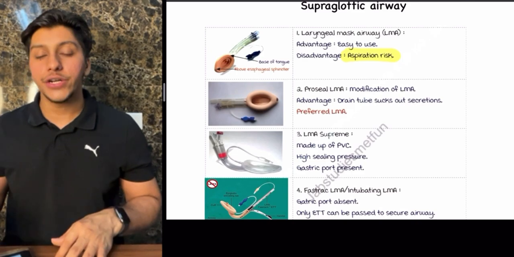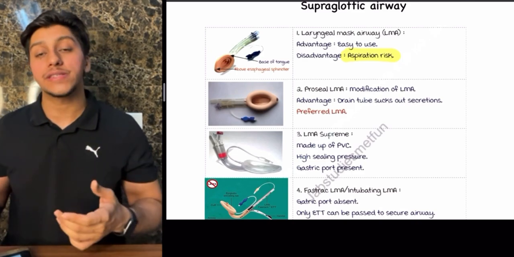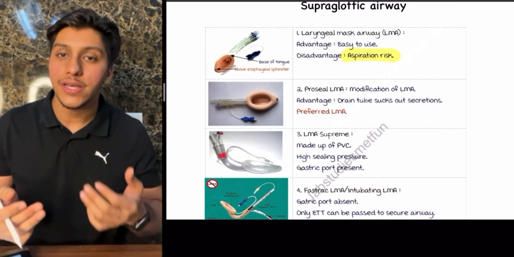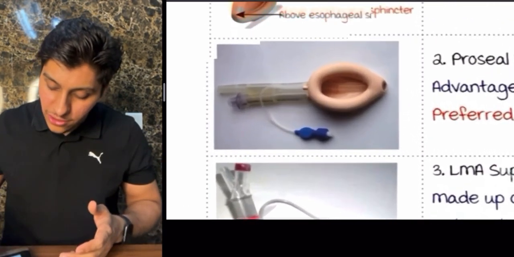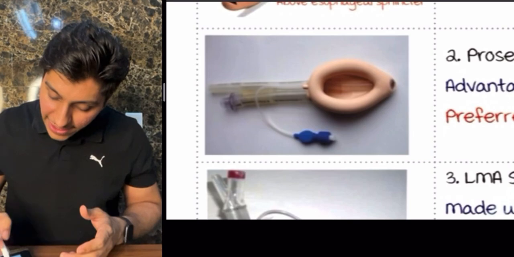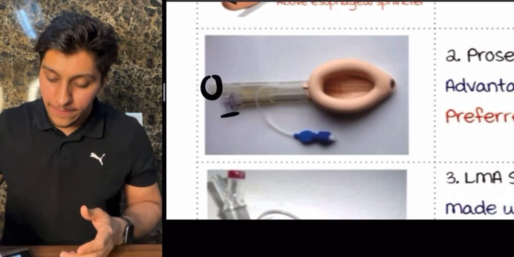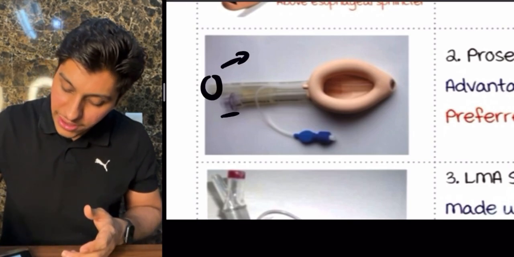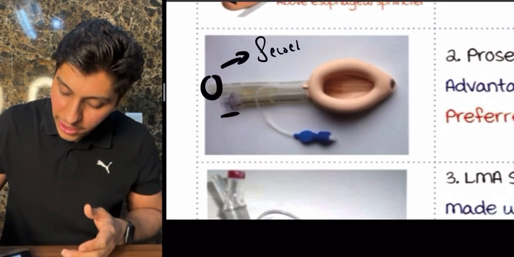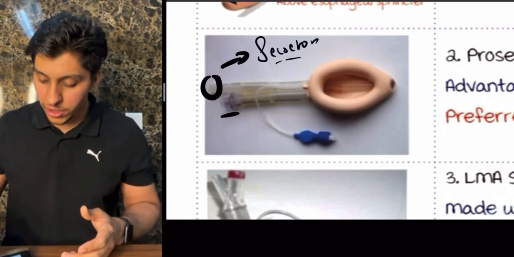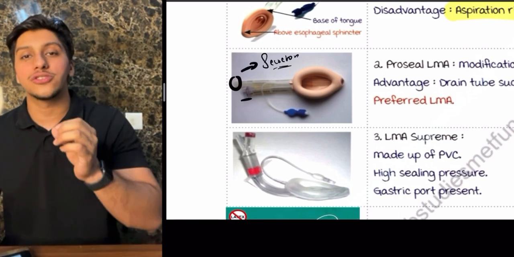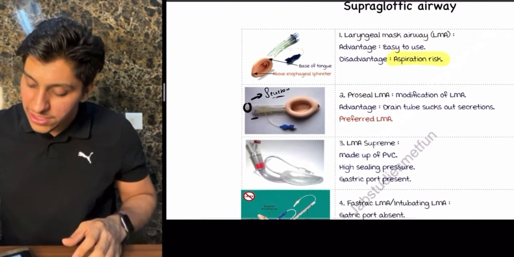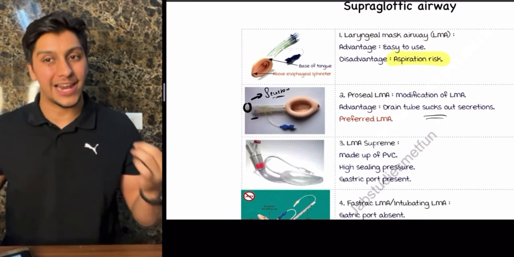Okay, so now we need to know what are the different types of LMAs. Obviously the new ones are known as second generation ones, and they are obviously better than the prior ones. Over here you can see the difference is that it has two tubes, one here, one here. The other one is to remove the secretions. So this is known as ProSeal LMA. Okay, it has another balloon tube as well, but this other tube is for secretions. So that is why this is known as ProSeal LMA, and this is the better preferred LMA.